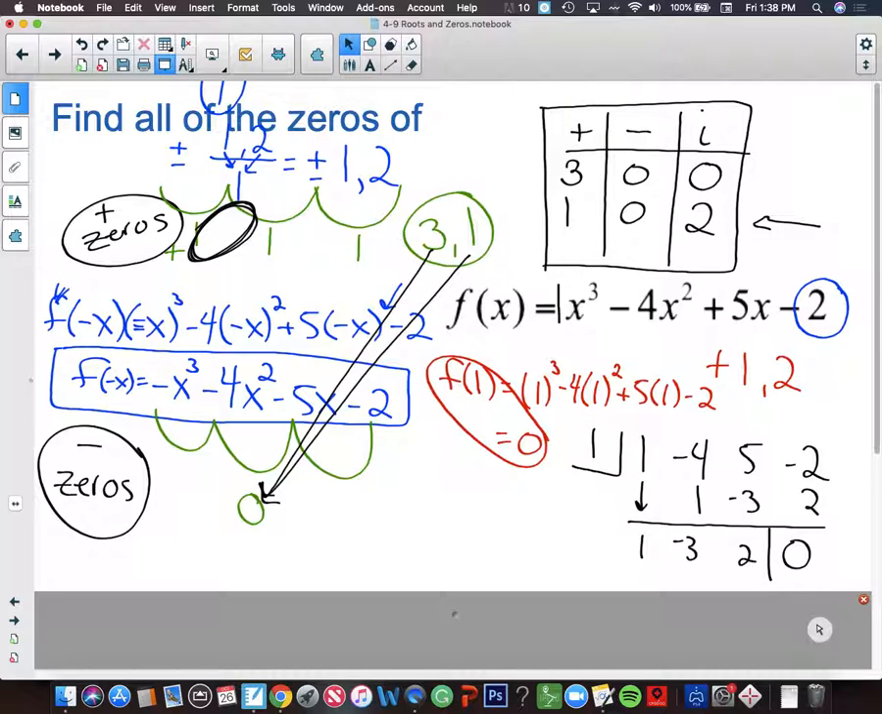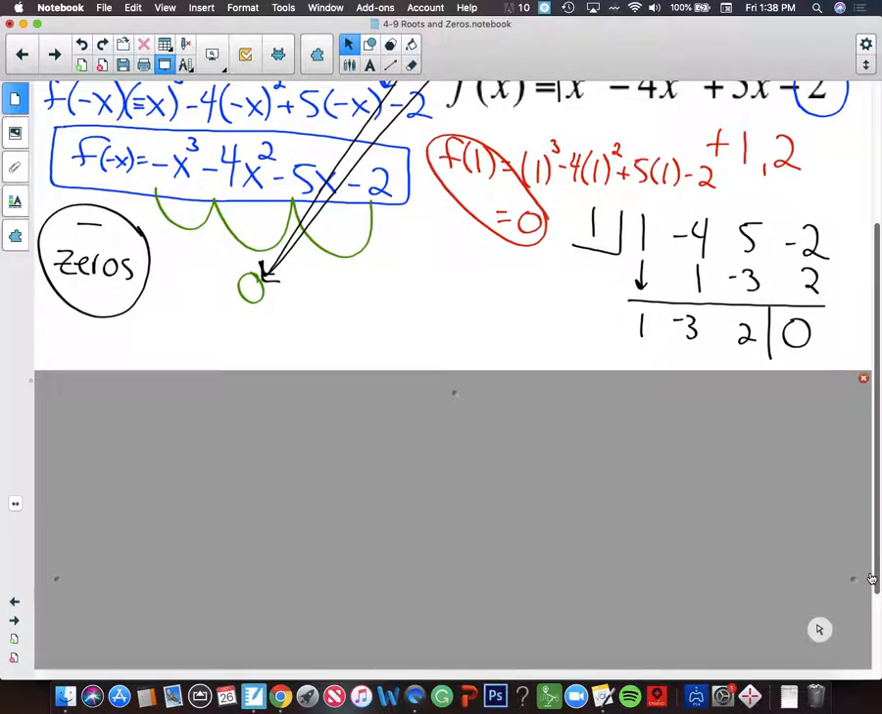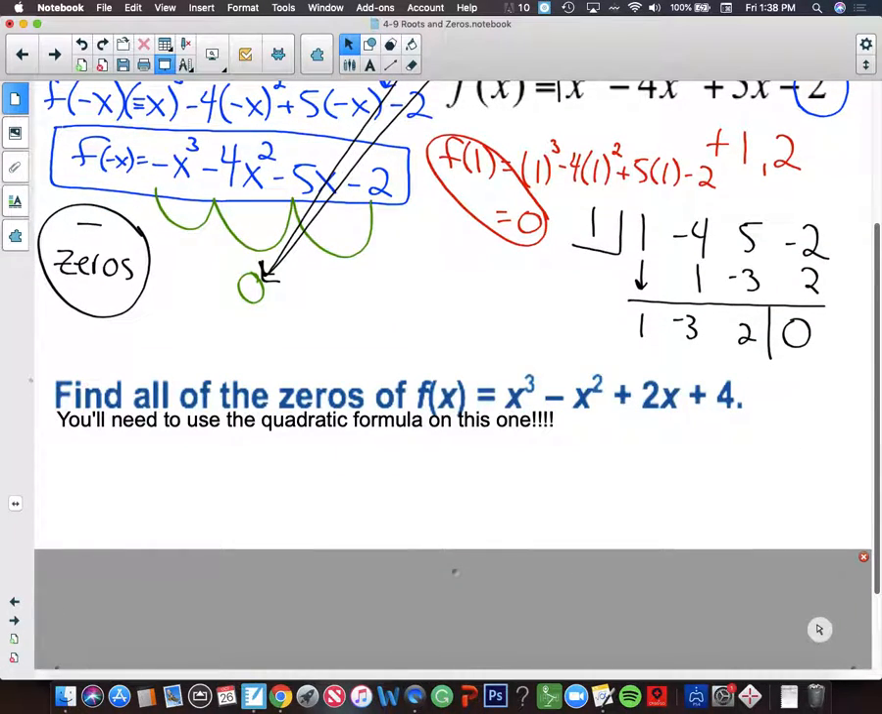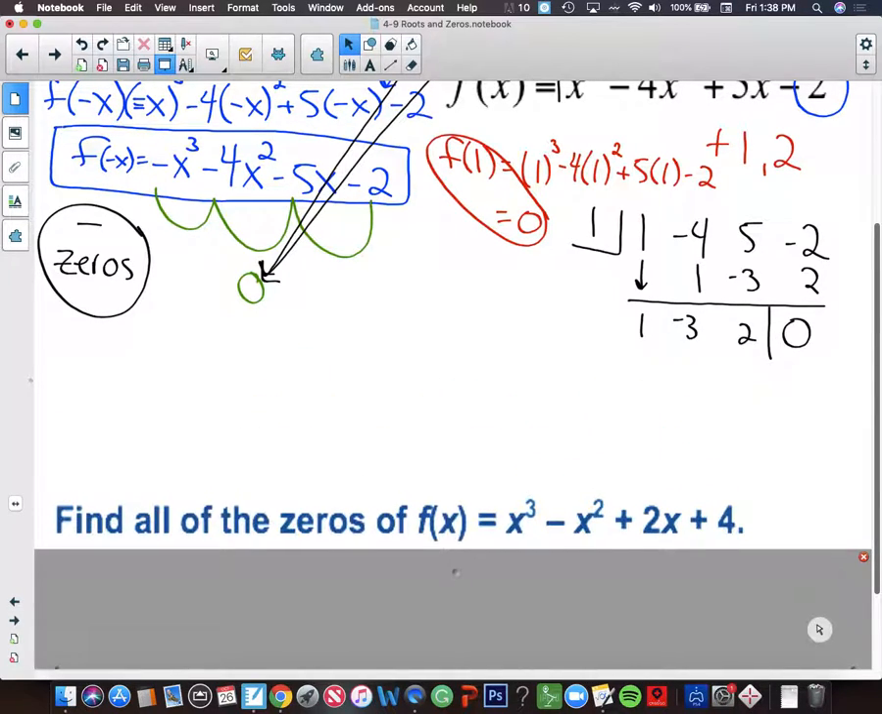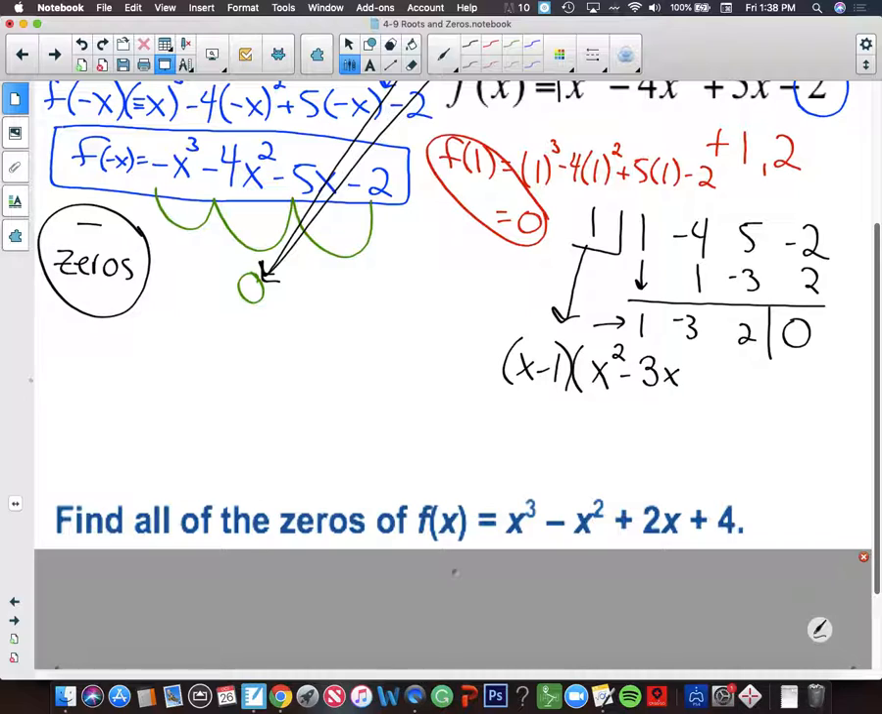Okay, so I'm going to move some stuff out of the way here. I need to move some stuff down. Okay, so now we've factored out that 1 there. We divided it out. So we have to turn this back into a polynomial. So that right there gives me an x minus 1 as a polynomial. This right here, that's going to give me x squared minus 3x plus 2 equals 0, because we're looking for zeros.